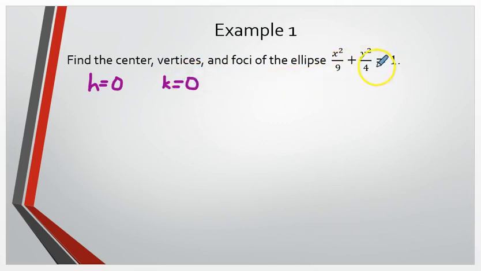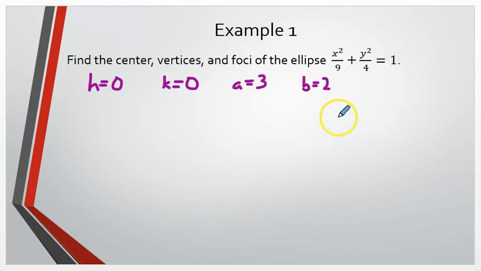Next, I want to identify from my two denominators, the bigger one and the smaller one. Well, the bigger one here is 9, but don't forget to take the square root of that number, because that's a squared. If a squared equals 9, then that means a equals 3. And then the other denominator will be the b value. So if b squared equals 4, then that means b equals 2.